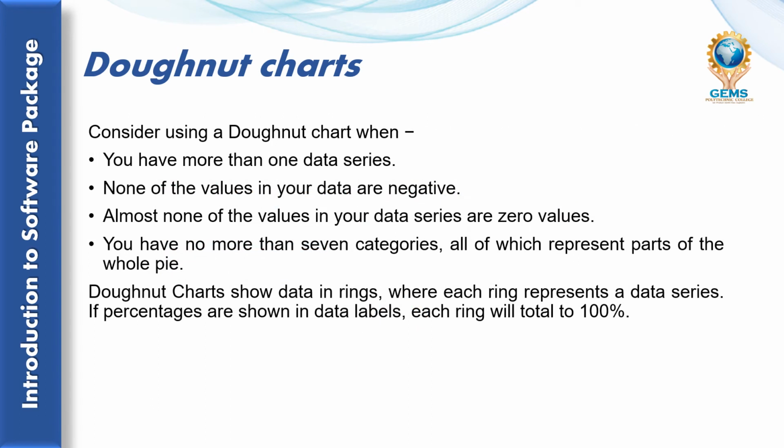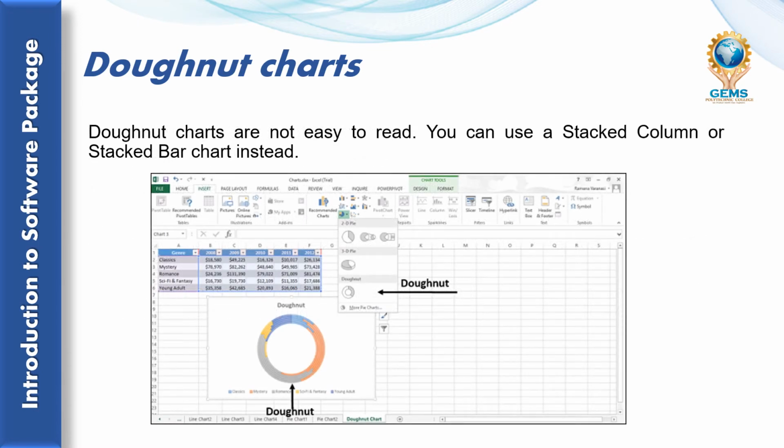When you have more than one data series, then you can use the donut chart, and none of the values in your data are negative, and almost none of the values in your data series are zero values, and you have no more than 7 categories, all of which represent parts of the whole pie. So donut charts show data in rings where each ring represents a data series. Donut charts are not easy to read, but you can use a stacked column or stacked bar chart instead.